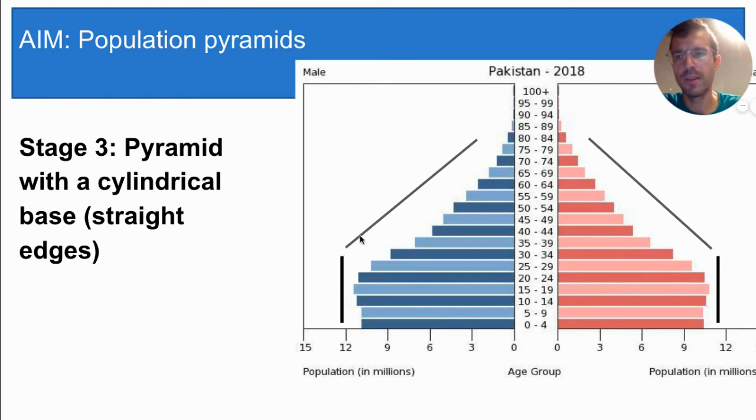That means that in a stage 3 country like Pakistan, babies don't die as they get older. They survive. We don't see any inward slant at the bottom. Remember, that inward slant means people are dying, and we don't see that until we get to about age 30. So, unlike stage 2, where the base slanted in immediately, in stage 3, we have straight sides at the bottom, which I call a cylindrical base, and as we get into the older age brackets, we see a pyramid as the sides slant inwards.